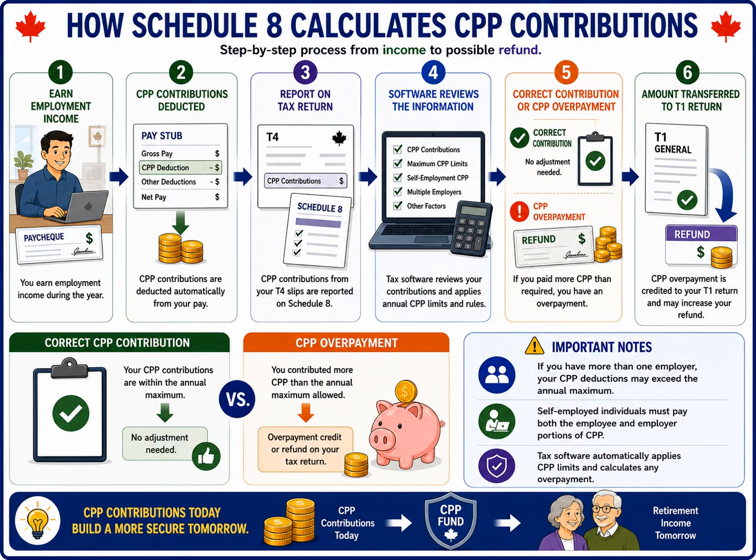Now let's walk through how Schedule 8 calculates Canada Pension Plan contributions and determines whether a taxpayer has made the correct contribution or has overpaid during the year. The process begins when an individual earns employment income. For most employees, CPP contributions are automatically deducted from each paycheck by their employer throughout the year. These deductions appear on the employee's pay stub and are later reported on the T4 slip.